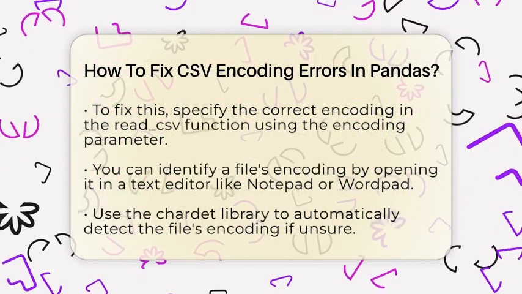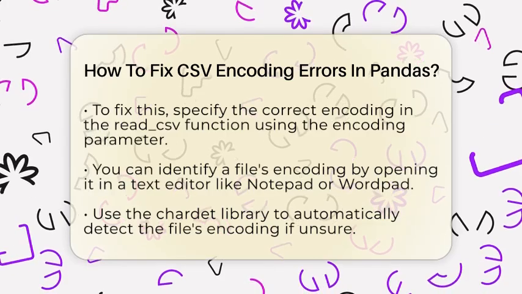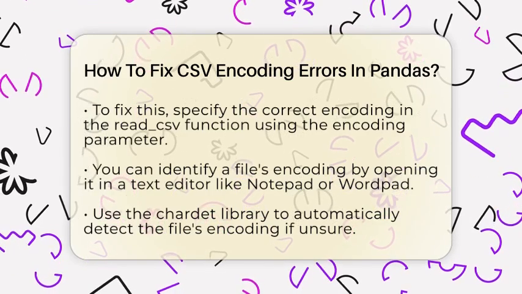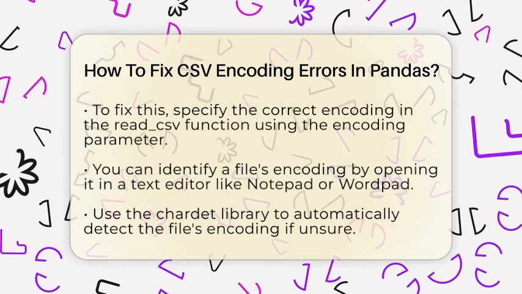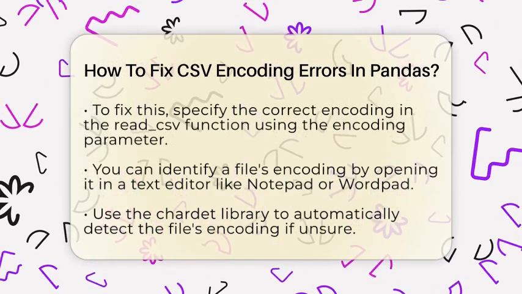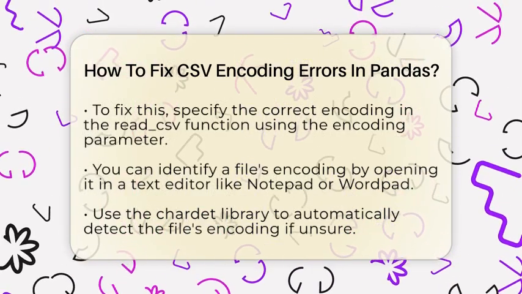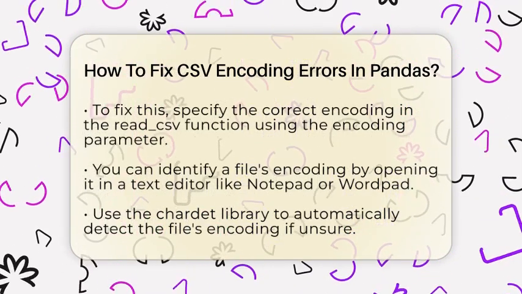If you're unsure about the encoding, you can open the file in a text editor like Notepad or WordPad and check the encoding when saving. Or, better yet, use a Python library called chardet that can automatically detect the encoding for you. Once you know the encoding, specify it in the read_csv call.